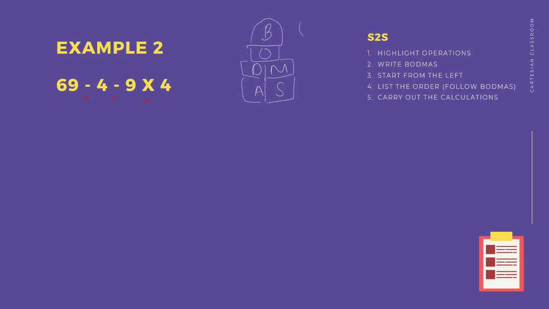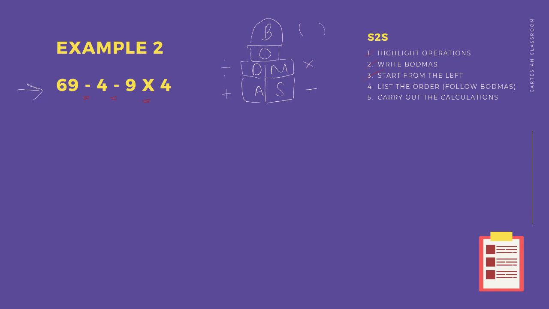Okay, so B is bracket, O is order, you don't need to worry about that. D is division, M is multiplication, A is addition, and S is subtraction. So that is step 2. Step 3, start from the left. So start from the left, just write down the arrow from the left.